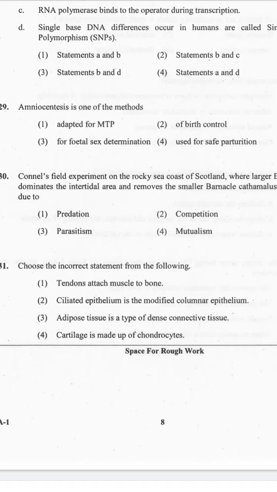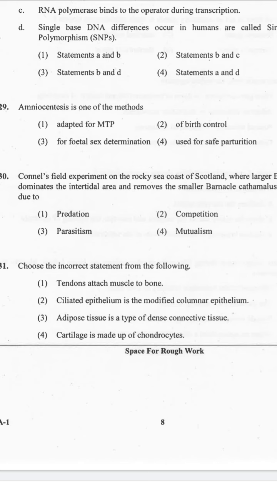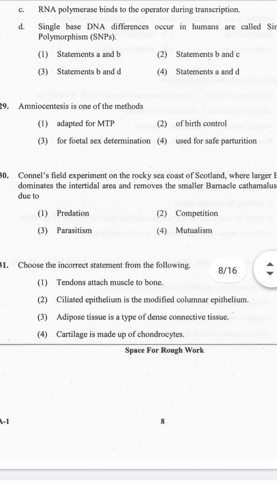Connell's experiment explained that two species of barnacles live in a stratified distribution in the intertidal region along the Scottish coast. So Balanus is observed to be most concentrated in the lower intertidal area, whereas Chthamalus is observed to be most concentrated in the upper intertidal area. Hope you understood this one.